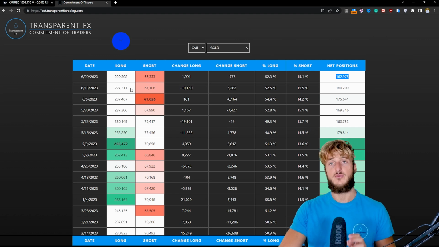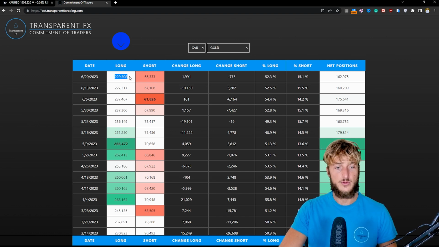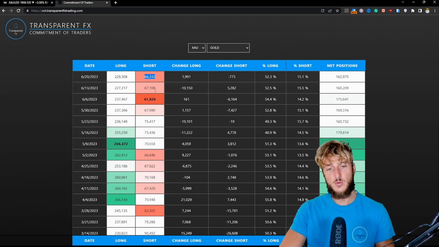In fact, if we look at the positioning of institutions, we can see how we went from having 266k longs all the way down to having only 229k longs. So definitely institutions are in the process of closing their longs, and we can see how shorts got increased from 61.8k to 66.3k. So it is quite clear how institutions are closing longs and adding shorts.